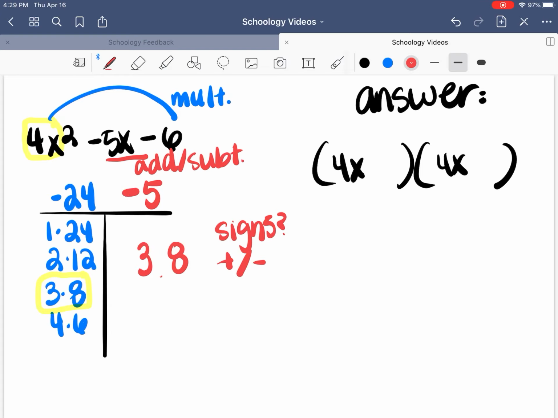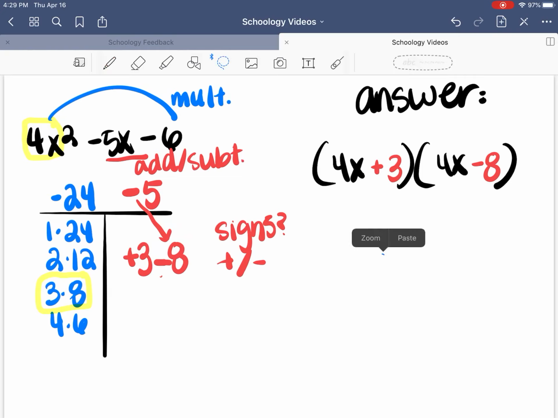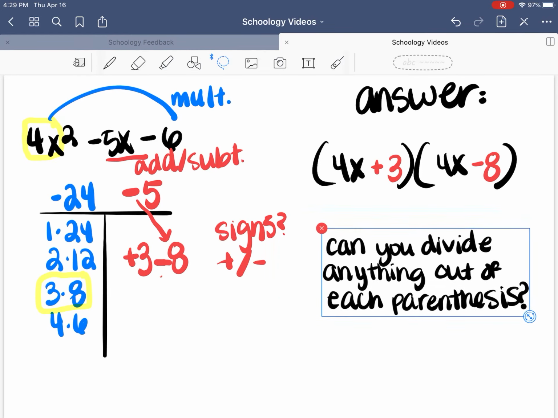Because it's a negative 5, that means that automatically the biggest number needs to be negative as well. So it needs to be a negative 8. And because we're going to subtract them, it needs to be a positive 3. They need to have opposite signs. So those answers you're going to write at the back of your parentheses. All right, so we're almost done. Last step is to check.